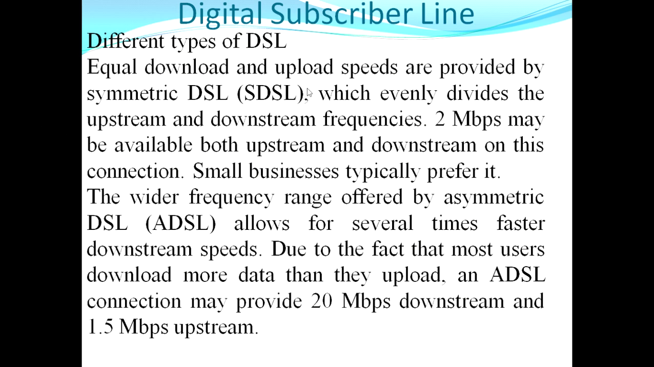From the application point of view, SDSL is used for small business, whereas asymmetrical DSL allows several times faster downstream speed than upstream, due to the fact that most users download more data than they upload. An asymmetrical DSL connection may provide 20 Mbps downstream and 1.5 Mbps upstream.